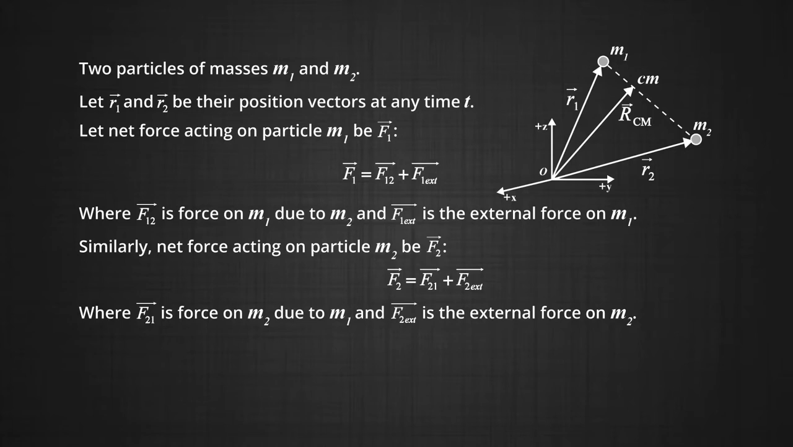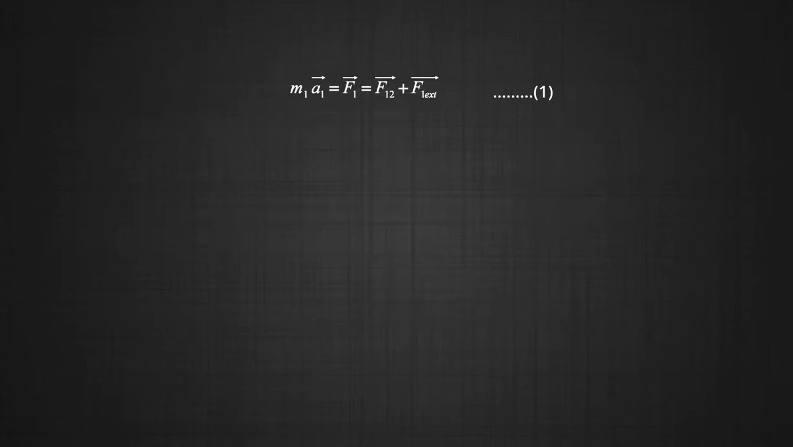Using Newton's second law, m1 a1 can be written as F1, which is the net force on the particle of mass m1, which is equal to F12 plus F1 external. This gives us equation number 1. Similarly, m2 a2 is equal to F2 vector, which is also equal to F21 vector plus F2 external vector. This gives us equation number 2.